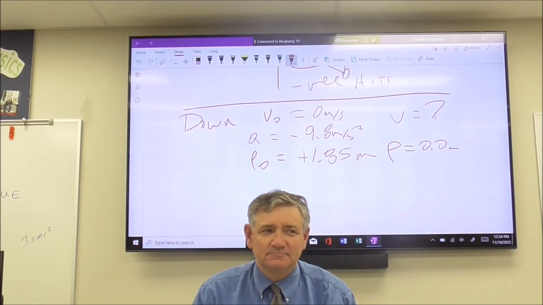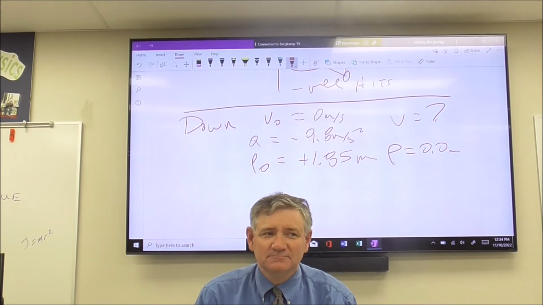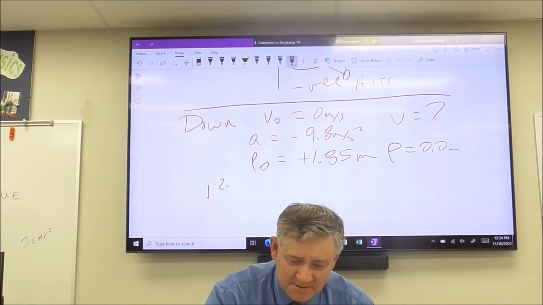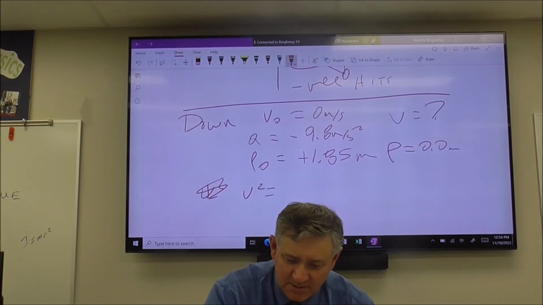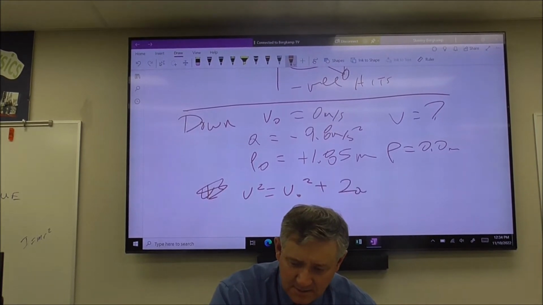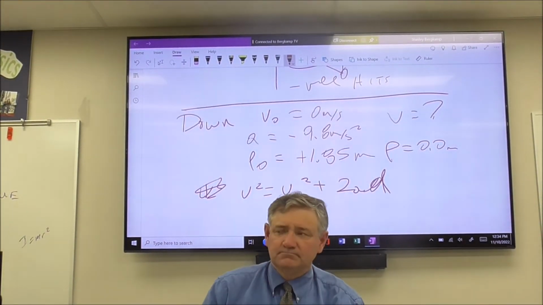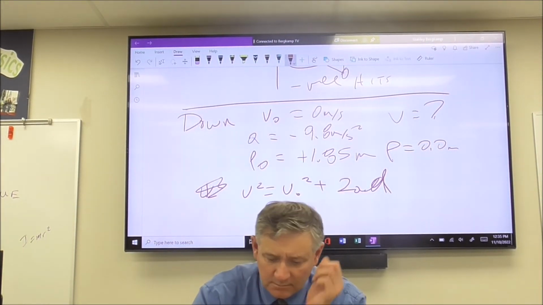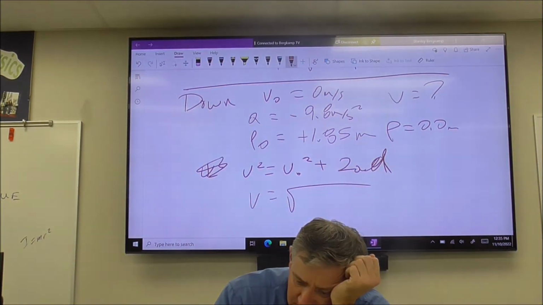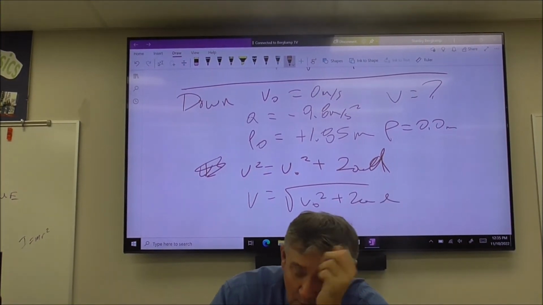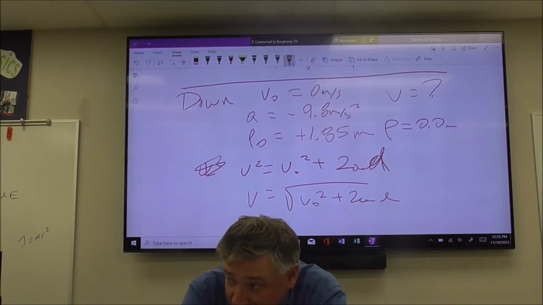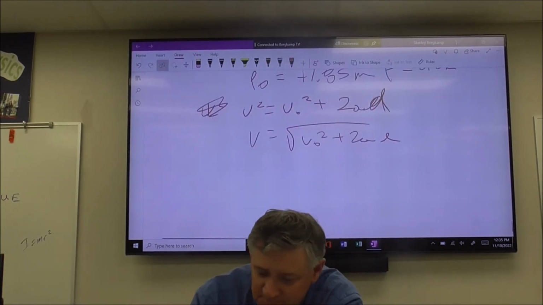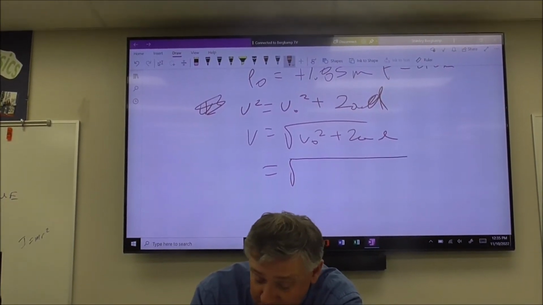That equation: v squared equals v naught squared plus 2ad. So what are you solving for? The final velocity. So now v is going to equal the square root of v naught squared plus 2ad. Now, what I'm about to do is wrong. Do not do what I'm about to do. You're going, why are you doing it? Because this is what you all are going to do.